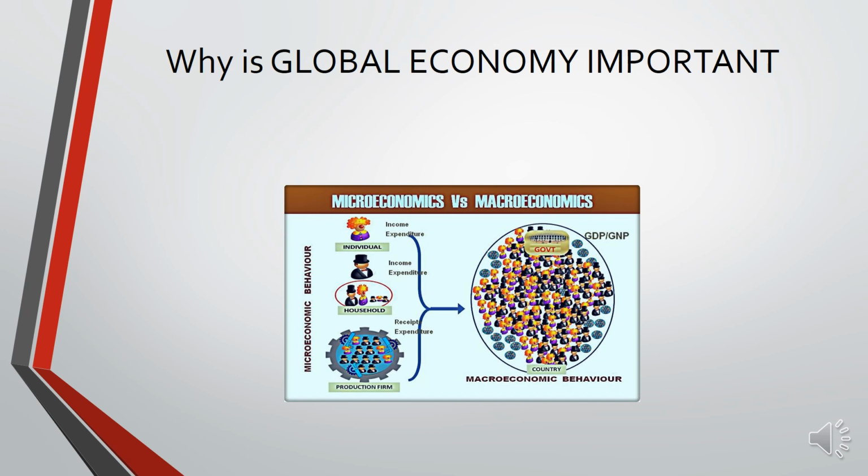Now, what is the difference between microeconomics and macroeconomics? When we say microeconomics, it is the study of individuals and businesses' decisions. Individual, household, production firm decisions. While macroeconomics looks at the decisions of countries and governments. Though these two branches of economics appear very different, they are still actually interdependent and complement one another.